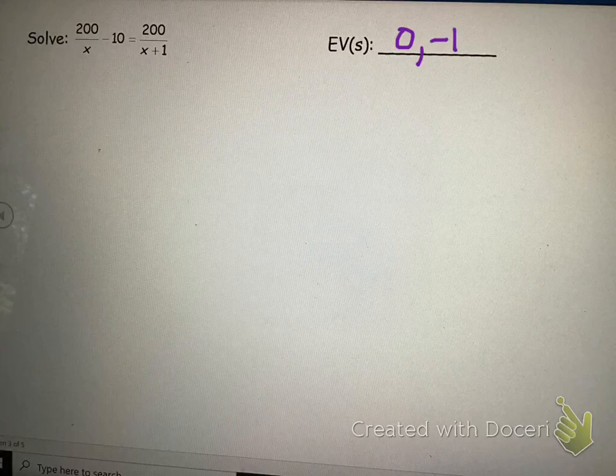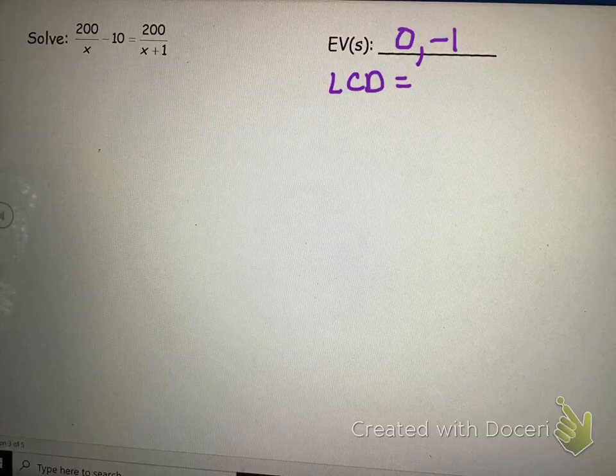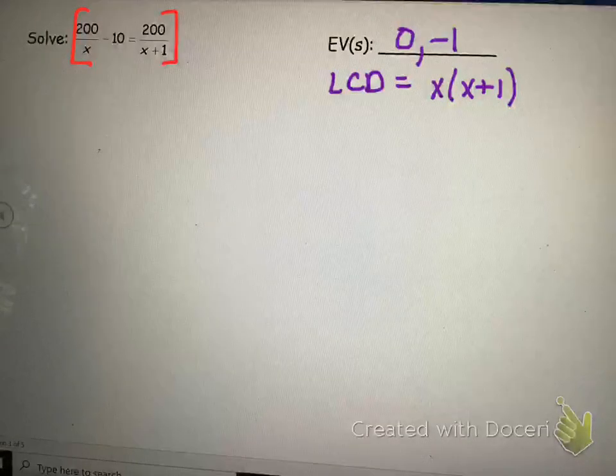Then the next thing that we figure out is what is our LCD, because that will be what we distribute through by. And because we only have two fractions in the equation and the two denominators have no common factors with each other, our LCD would be the result of multiplying those two denominators together. So our LCD is going to be x times x plus 1. Okay, so we're going to switch colors, and we're going to distribute through by our LCD, which is x times x plus 1.